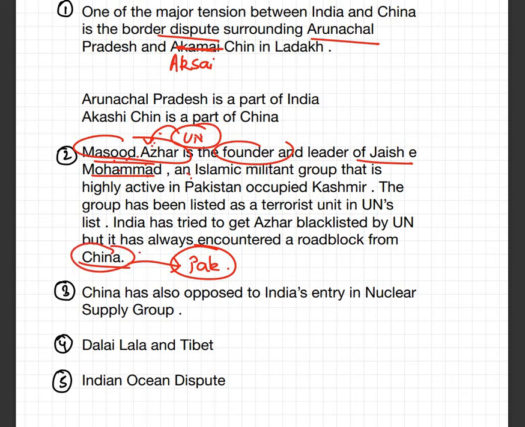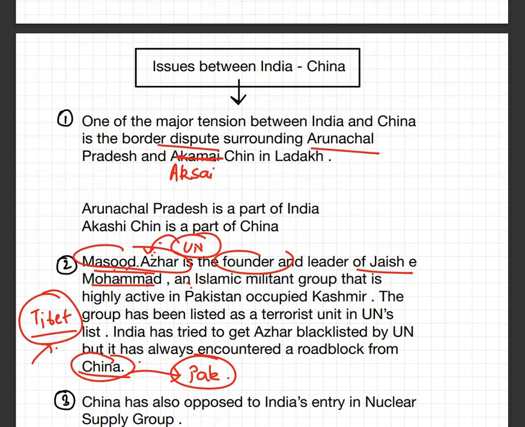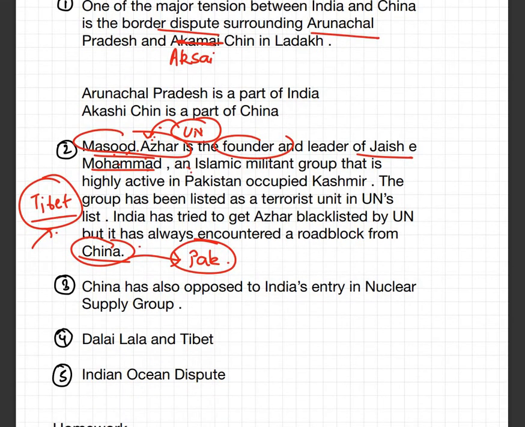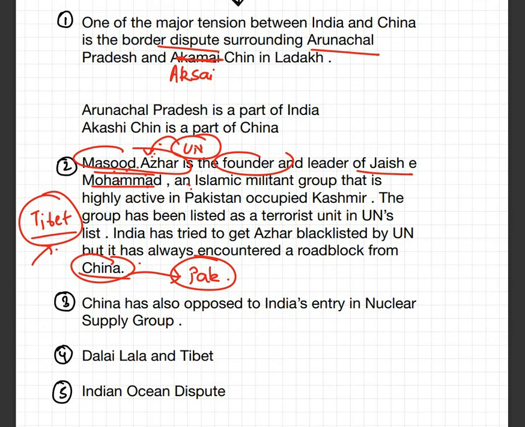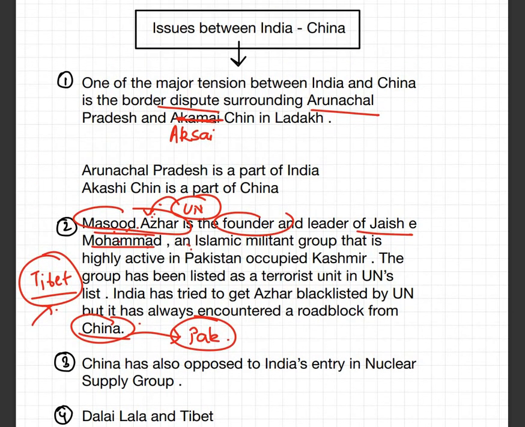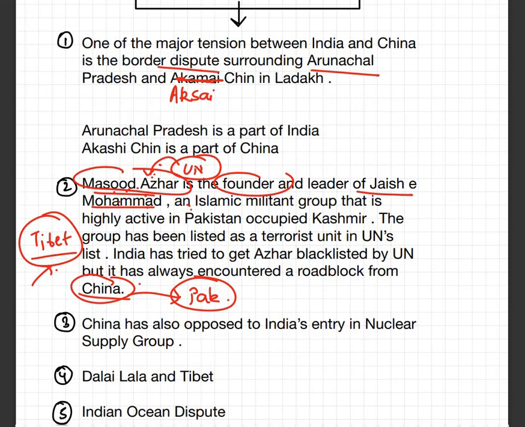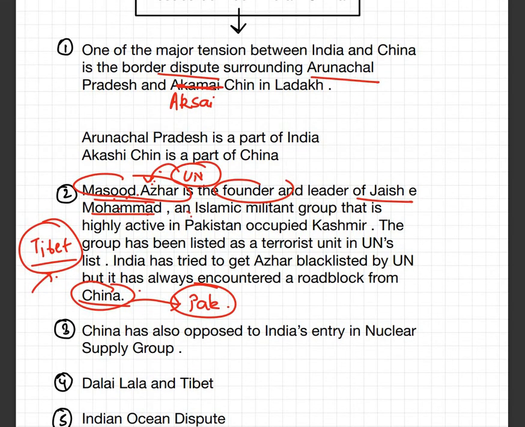UN list में हम इसको blacklist करने की कोशिश कर रहे हैं, but again our efforts are being stopped by China. So China basically is befriending Pakistan over here. This is the major issue between India and China. China is also opposing India's entry into the nuclear supply group. Then Dalai Lama को लेकर China is upset with India that we are giving refuge to Dalai Lama, and Tibet का issue we are not in favor of China, and okay we are supporting Dalai Lama and his thoughts.